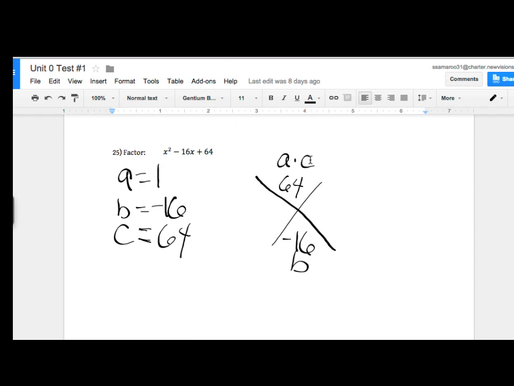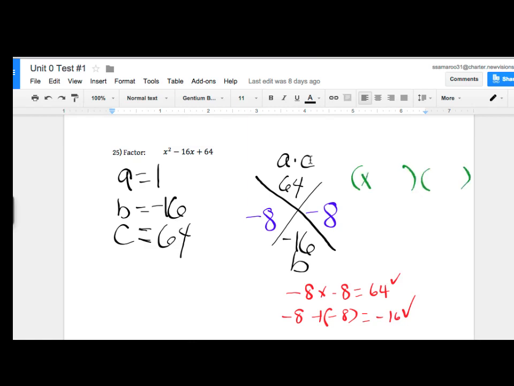Okay, so I think that negative 8 and negative 8 can multiply together to give me a positive 64 and add together to give me a negative 16. But let's check it really quick, guys. 8 times negative 8 is a positive 64. Check. Negative 8 plus a negative 8, and I like to keep my negative, is a negative 16. Check. And we're good. But I'm not quite done yet. I know that my answer is going to be in the form of 2 parentheses. I have x minus 8 and x minus 8.